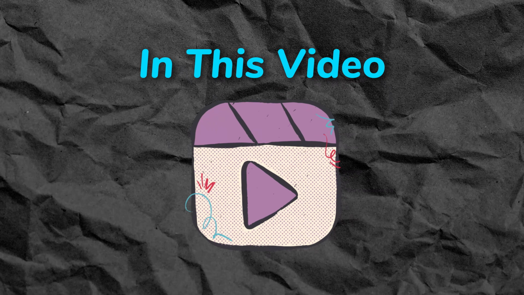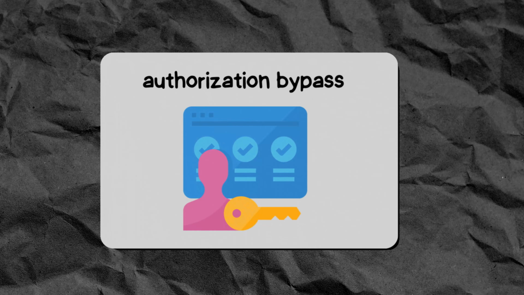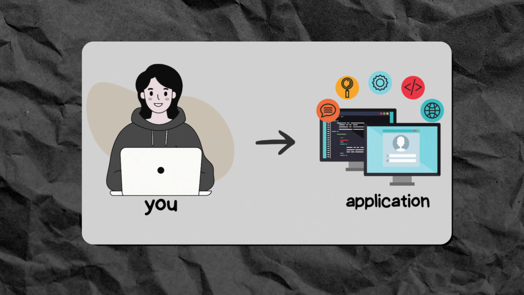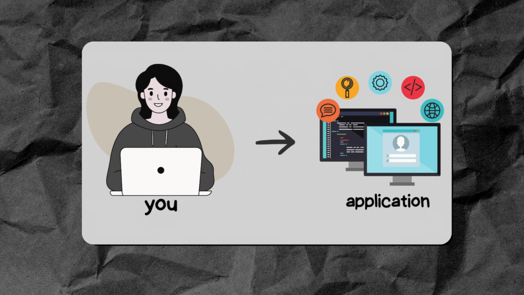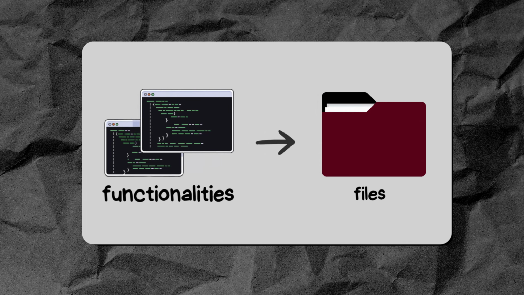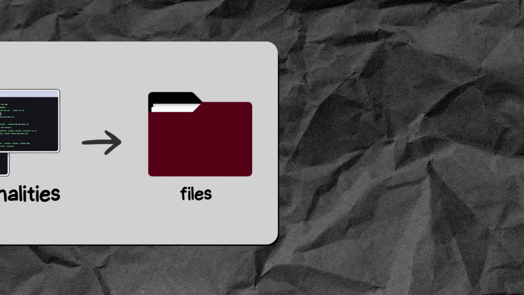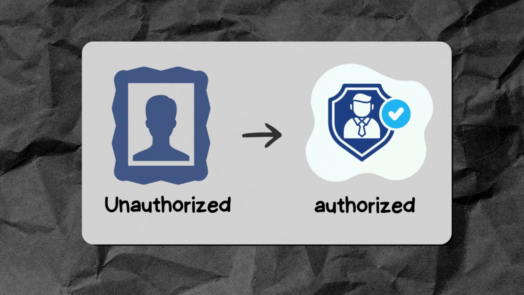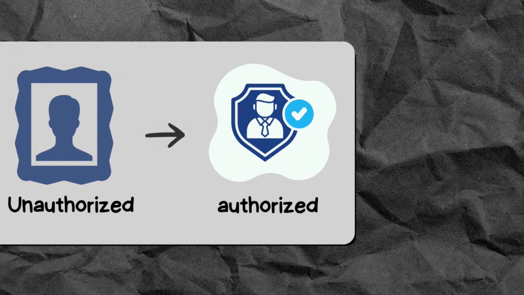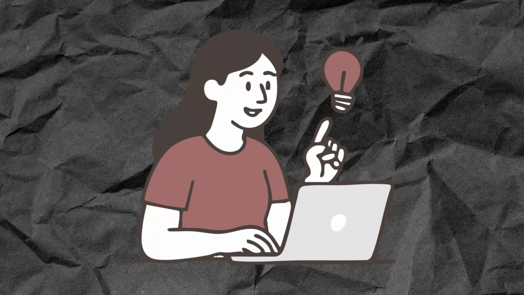In this video, we are going to talk about one of the most interesting authorization bypasses that I have ever encountered this year. This is one of the cases where you really need to understand how your application is working to its core, so that you can understand what functionalities allow you to access certain files, and how they determine whether you are authorized or not, and things like that, right? I'm going to cover all of this in this video.